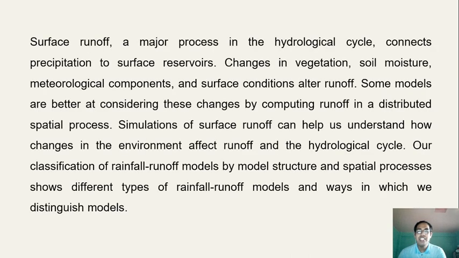So, discussion. Surface runoff, a major process in the hydrological cycle, connects precipitation to surface reservoirs. Changes in vegetation, soil moisture, meteorological components, and surface conditions alter runoff. Some models are better at considering these changes by computing runoff in a distributed spatial process. Simulations of surface runoff can help us understand how changes in the environment affect runoff and the hydrological cycle.